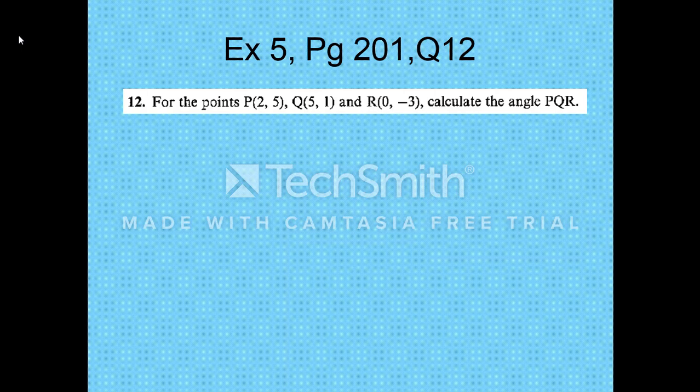This is question number 12 from exercise 5. The basic introduction to the concept of bearings has already been given in class, so this is a continuation of the same. For the points P (2,5), Q (5,1) and R (0,-3), calculate the angle PQR.